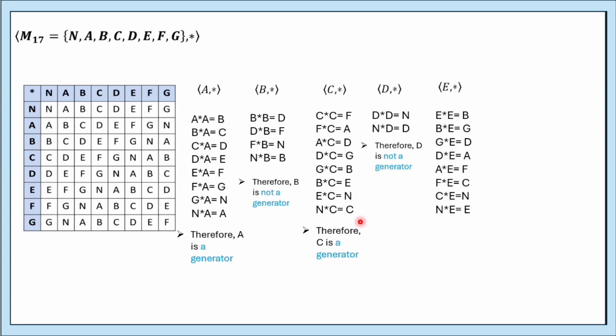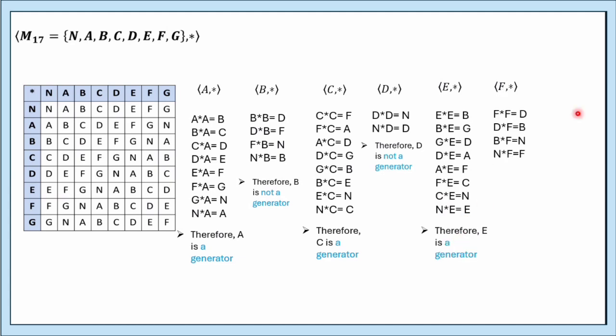For E, we have E star E is equal to B, star E is equal to G, star E is equal to A, star E is equal to F, star E is equal to C, star E is equal to N, and N star E is equal to E. Since E generates all the elements of the set, E is a generator.